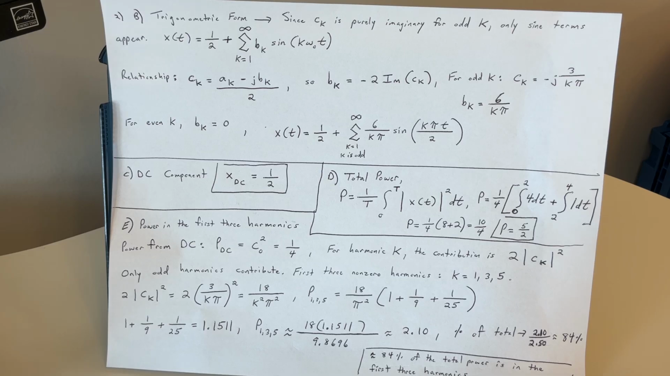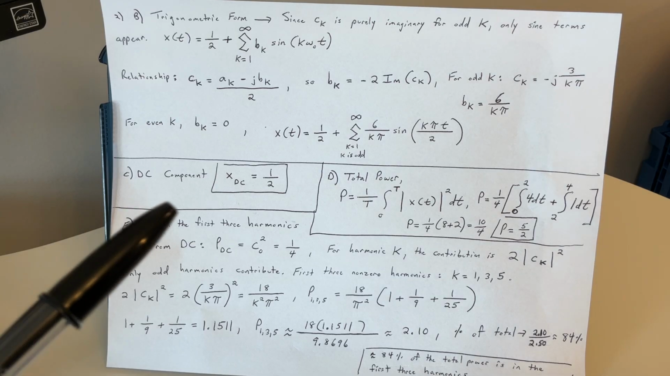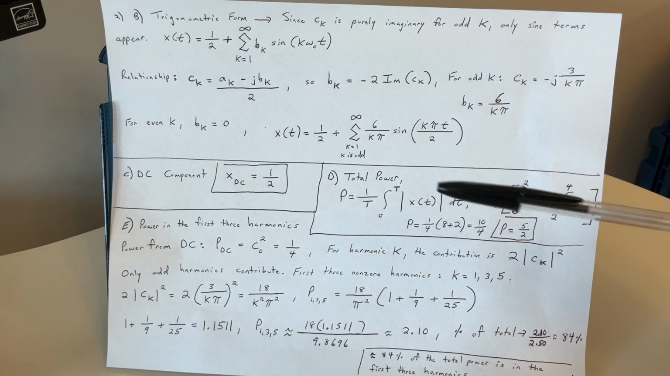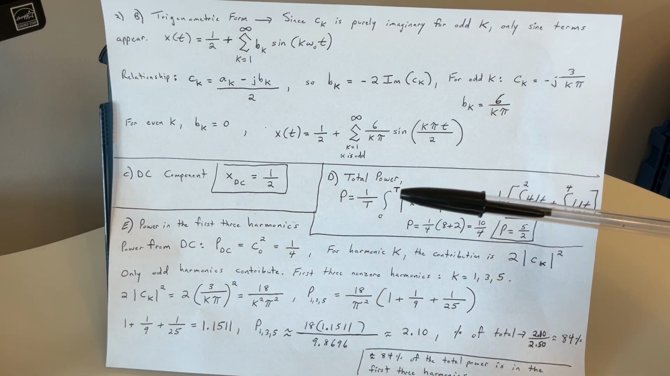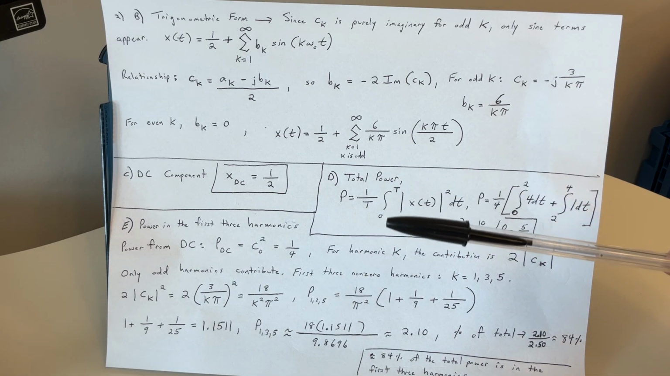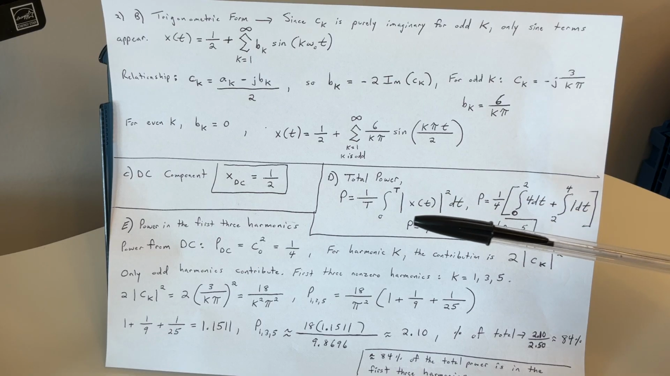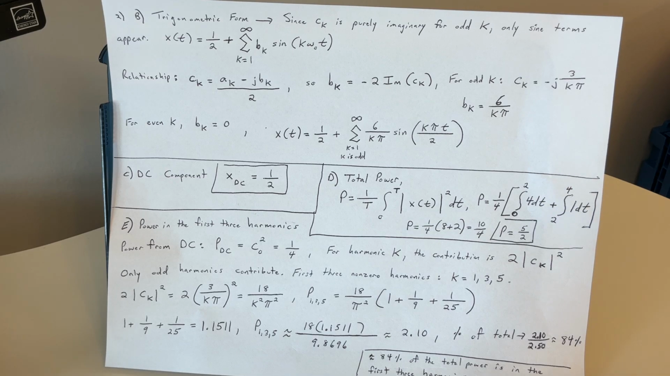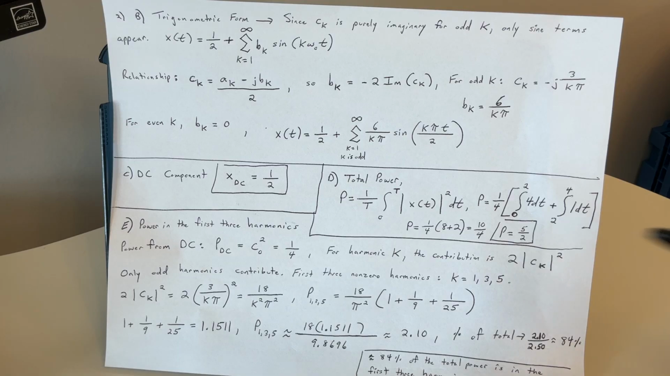For part C, they want us to determine the DC component. So the DC component, x sub DC, is just going to equal 1/2. For the total power, part D, they want us to find the total signal power using Parseval's theorem. So the total power P equals 1 over T, integrated from 0 to T, magnitude of x of t squared dt. So P equals 1/4 bracket integral 0 to 2 of 4 dt plus integral 2 to 4 of 1 dt. Performing the computation, P equals 5/2.